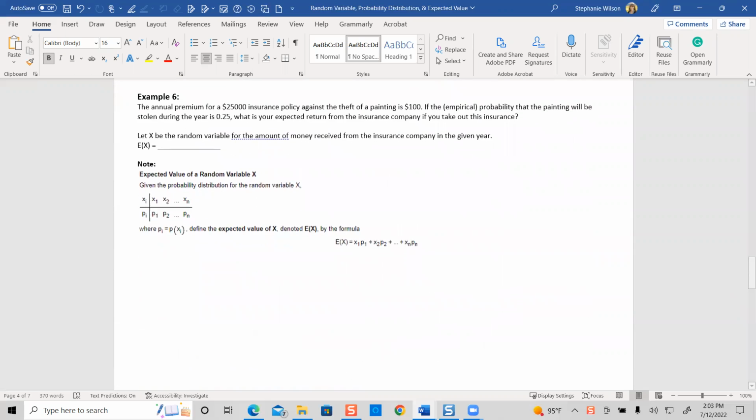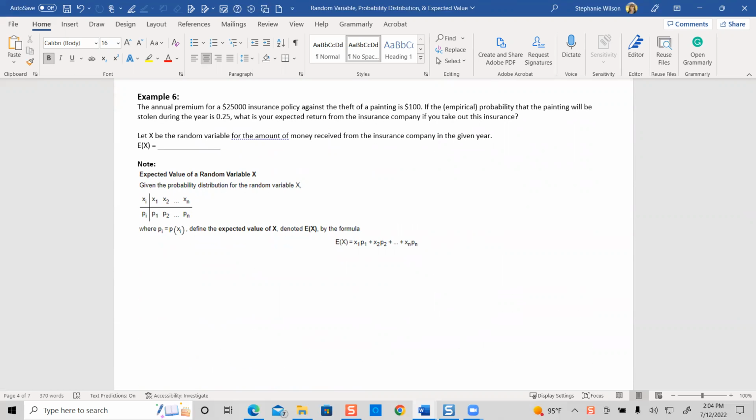Okay, example 6. The annual premium for a $25,000 insurance policy against the theft of a painting is $100. If the probability that the painting will be stolen during the year is 0.025, what is the expected return from the insurance company if you take out the insurance? So we're going to let X be the random variable for the amount of money received from the insurance company in the given year. And then we're going to find the expected value, okay?